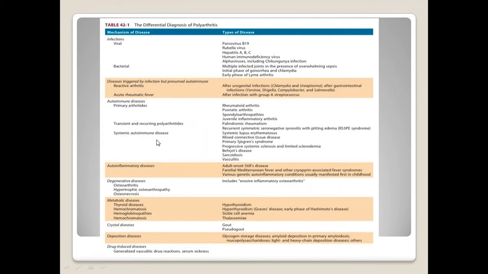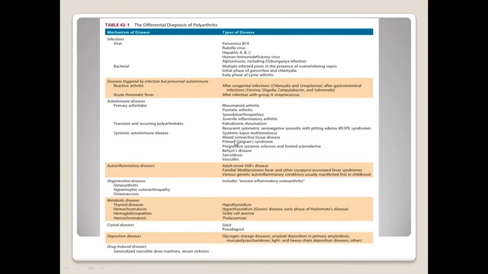And the autoimmune diseases: the systemic autoimmune diseases like systemic lupus erythematosus and primary Sjogren syndrome, whereas the primary arthritides are rheumatoid arthritis and psoriatic arthritis. These are the two things that are very important. And the autoinflammatory diseases like adult onset Still's disease. And the metabolic conditions which could lead to it are thyroid disorders like hypothyroidism, hemochromatosis, and the hemoglobinopathies, sickle cell anemia and thalassemias.